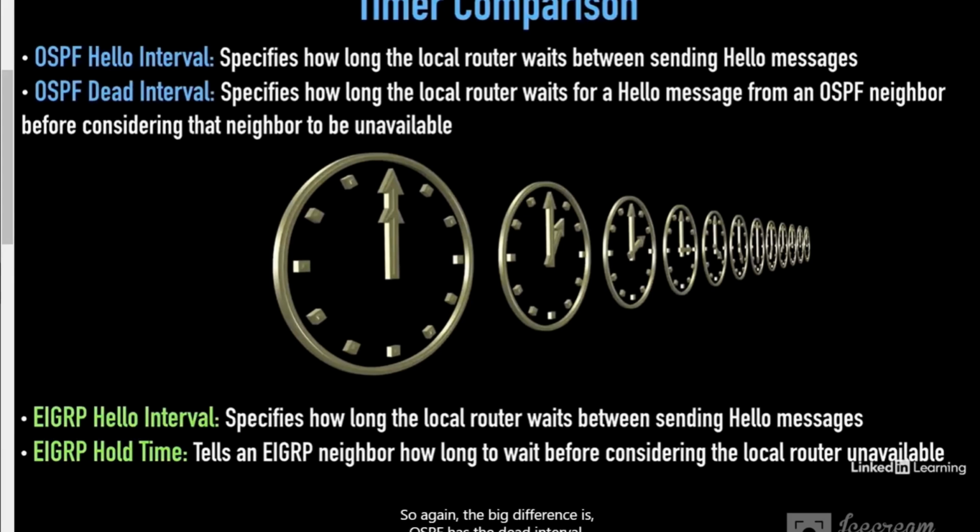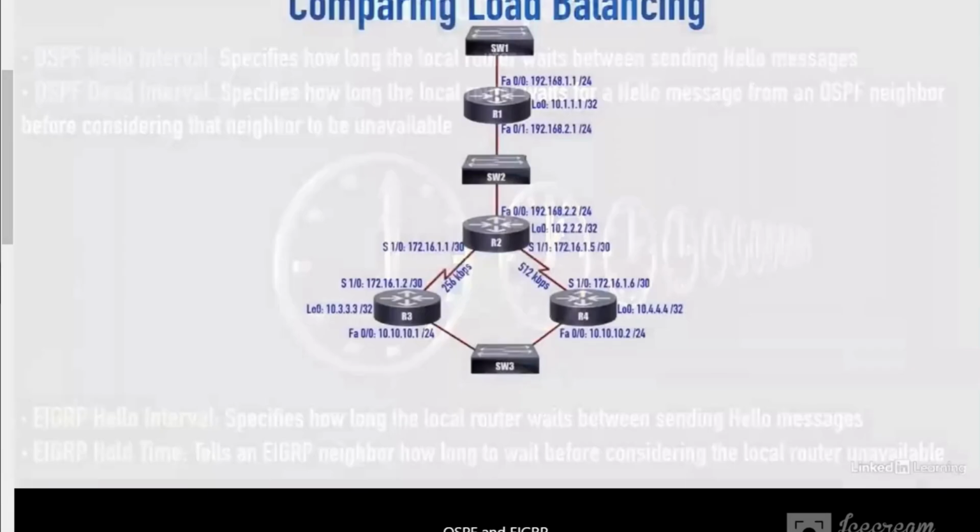OSPF has the dead interval, and it says, if I don't hear from my neighbor within this time, they're dead to me. But with EIGRP, I'm telling my neighbor, hey, wait for me for this long, then you consider me to be down. It's like when I'm going into a cave and I say, if you haven't heard from me in 20 minutes, send help or something. We're telling our neighbor how long to wait for us with EIGRP. That's the difference. And finally, let's compare how load balancing works between OSPF and EIGRP.